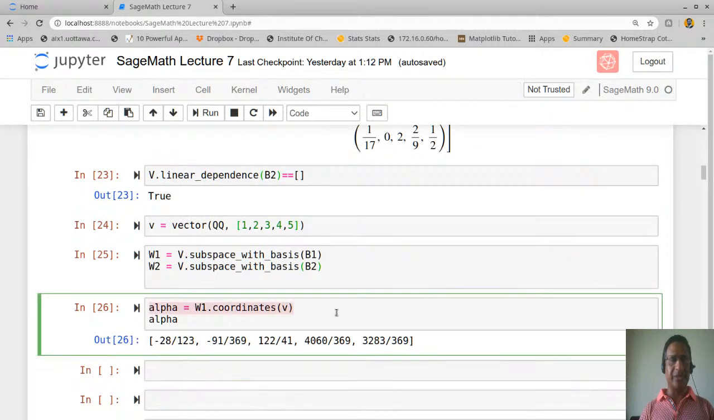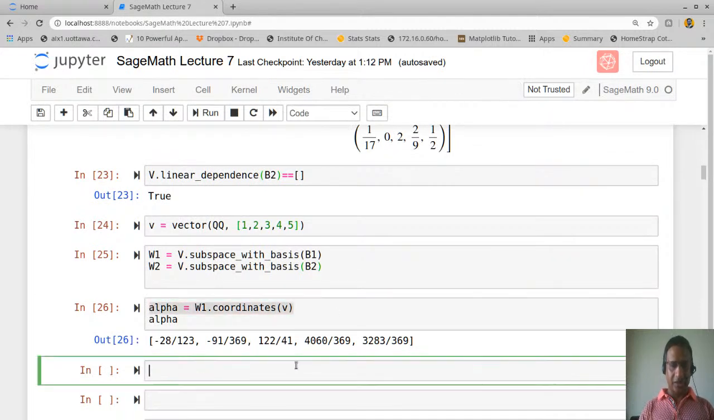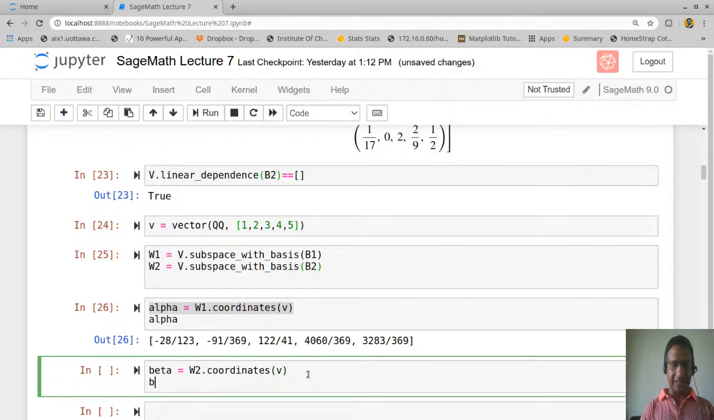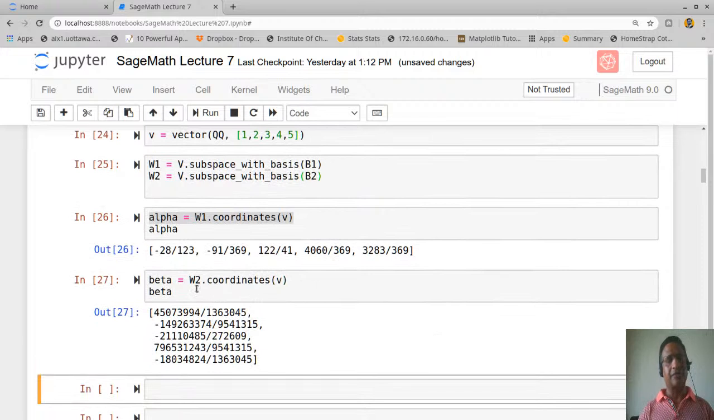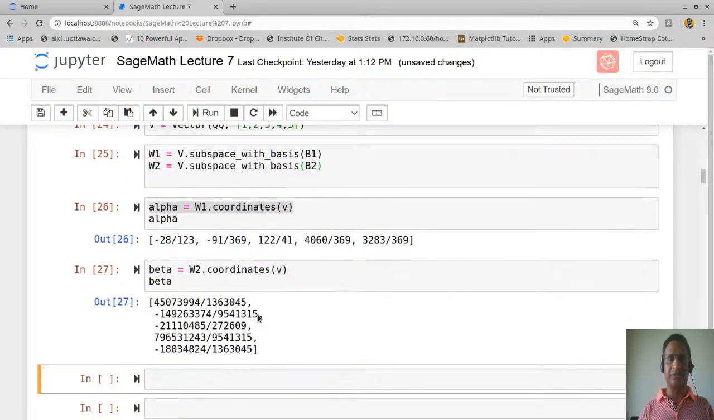Similarly, let us find beta to be the set of coordinates of v with respect to basis b2. So that's beta. Let us again print what beta is. So we have got alpha and beta. They look like quite big rational numbers, but that's what we have.